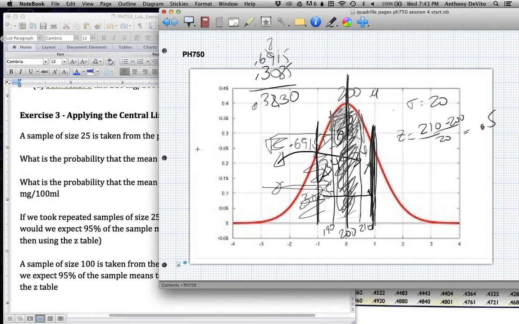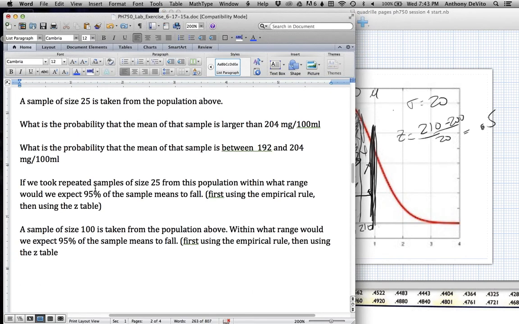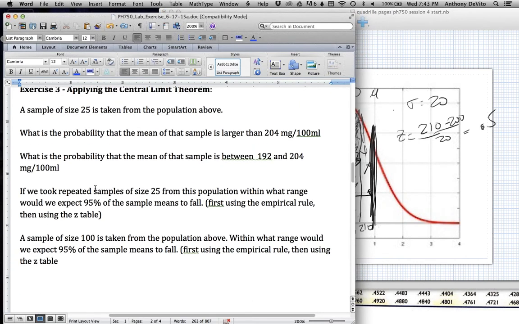Okay, so next, let's do our first exercise where we apply our knowledge that we just picked up about sample distributions, about the behavior of samples. We take a sample of size 25 from the same population we were just talking about. The population has a mean of 200, standard deviation of 20. Normally, you wouldn't know that, right? What's the probability that the mean of the sample is larger than 204 milligrams per 100 liters?